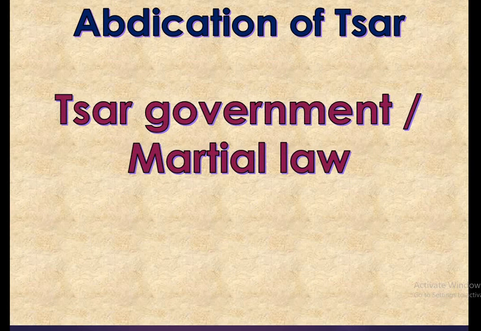Abdication of the Tsar. Now, what's the meaning of abdication? The Tsar was pulled down from his position, from his rule, with the removal of his power. The Tsar government ordered its troops to break the strike through martial law, but no soldiers were there to obey the law.